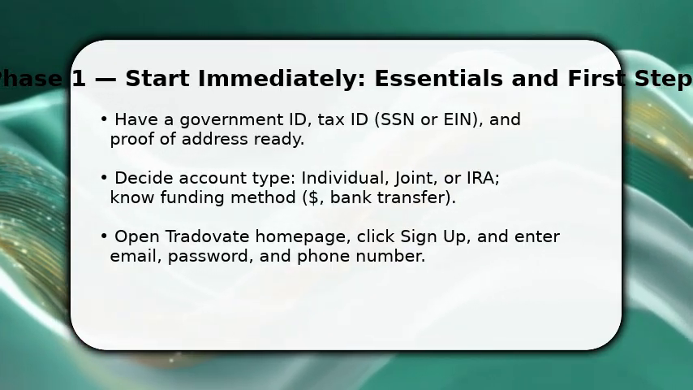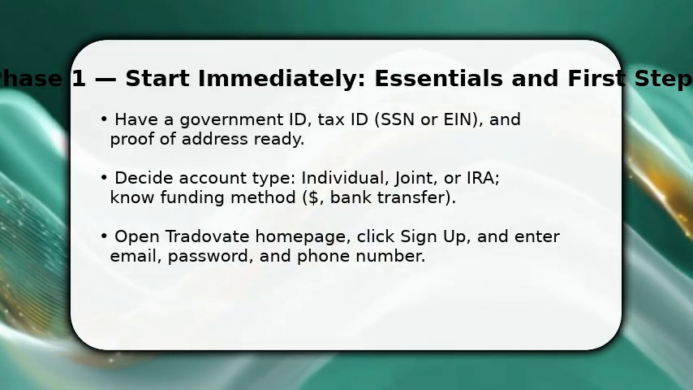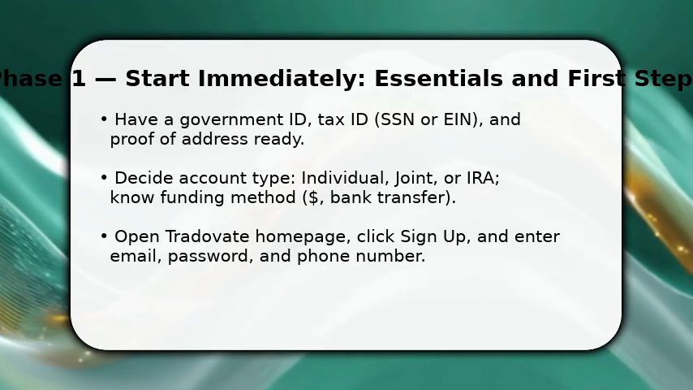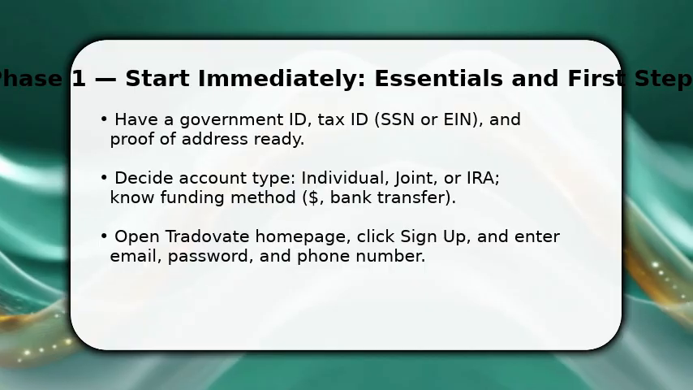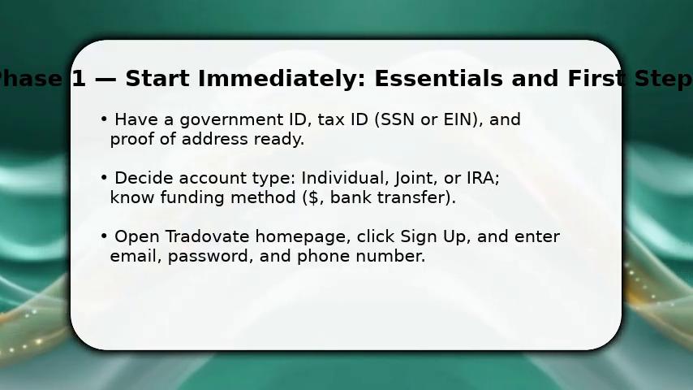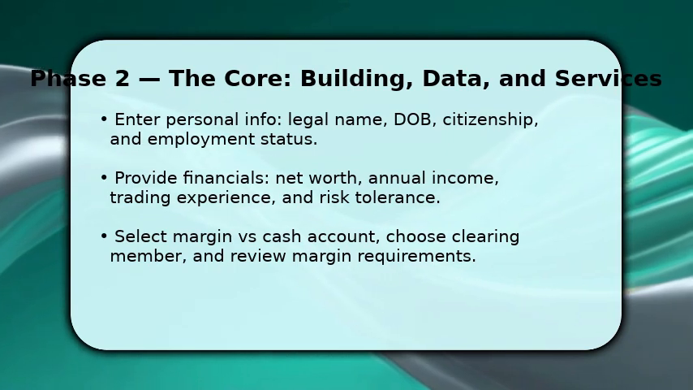Once ready, open Tradovate and click Sign Up, enter your email, create a strong password, and add a phone number for two-step verification. Do this now to keep momentum, because accurate initial details prevent later holds on funding and trading access. Once your account shell exists, complete the application thoroughly.